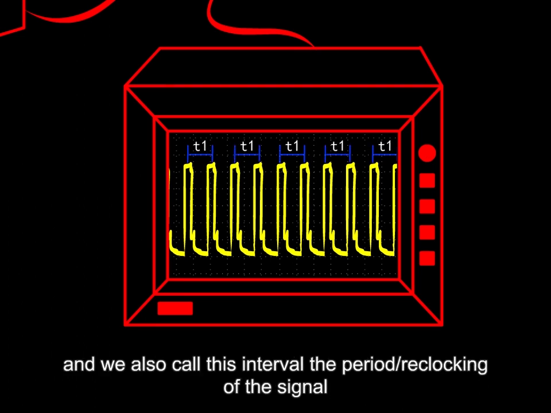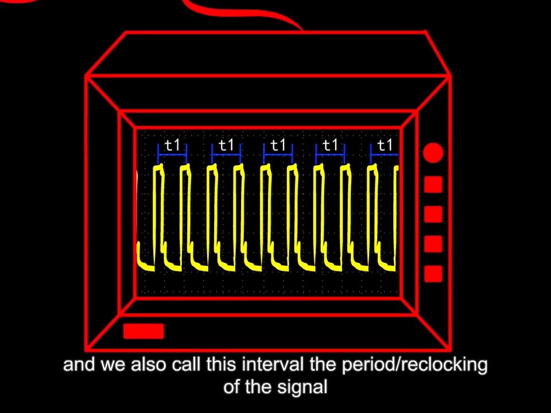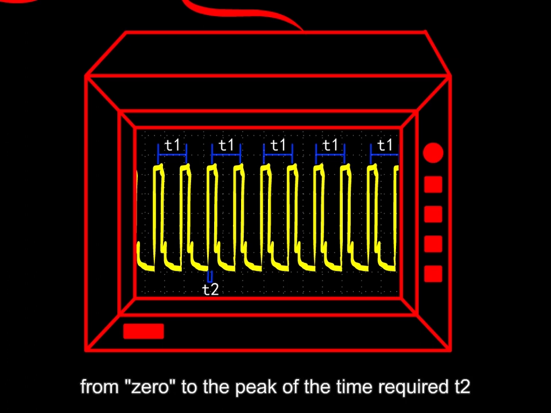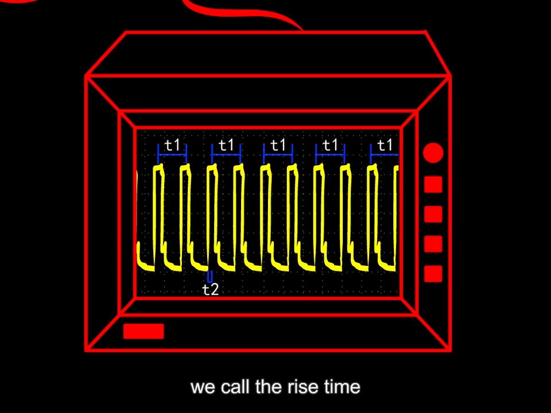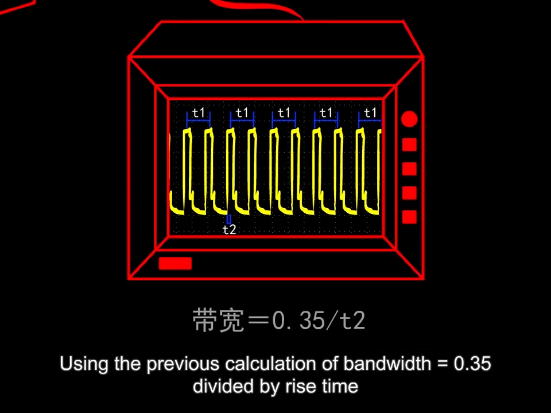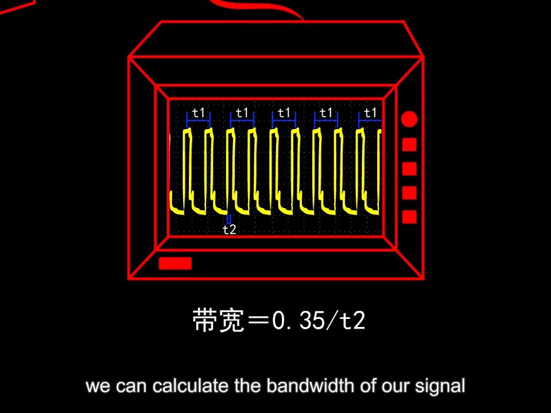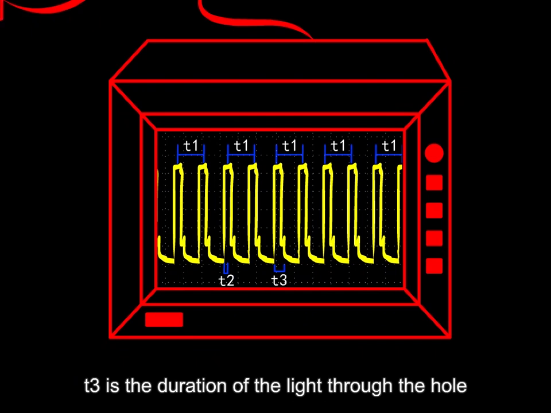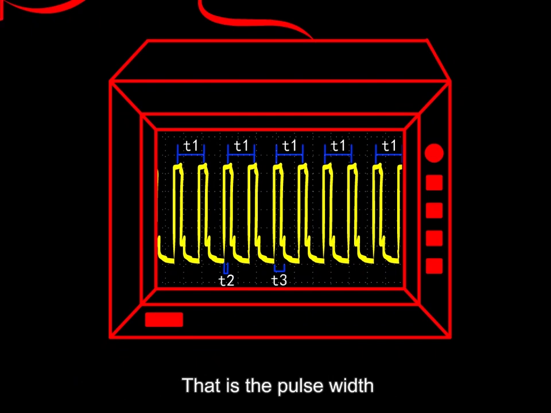We also call this interval the period of the signal. Then look at a single peak. The time required from 0 to the peak, t2, we call the rise time. Using the previously mentioned bandwidth calculation, 0.35 divided by the rise time, we can calculate the bandwidth of our signal. T3 is the duration of the light passing through the hole, that is, the pulse width.